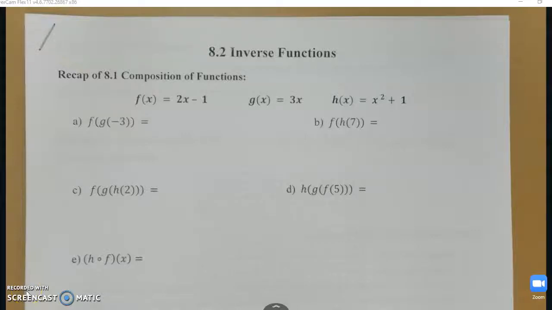Welcome back to another exciting day of Algebra 2. Today we are talking about inverse functions, but in order to understand inverse functions, we need to refresh our knowledge on compositions of functions. So we're just going to do a couple quick warm-up problems to review that.